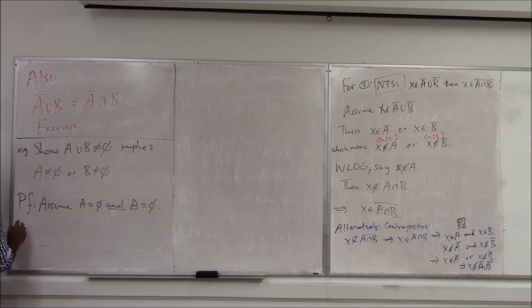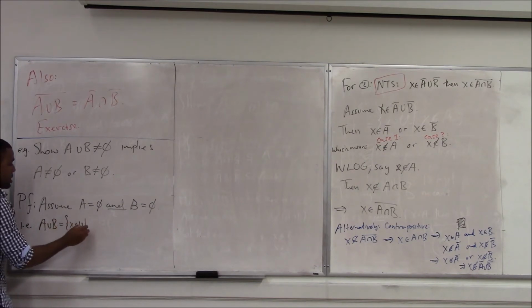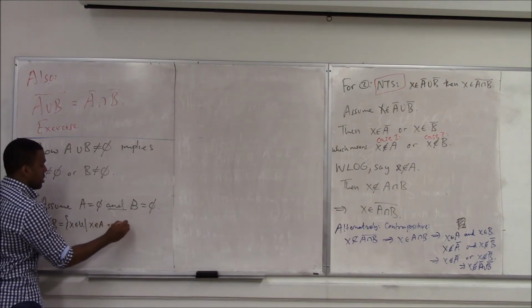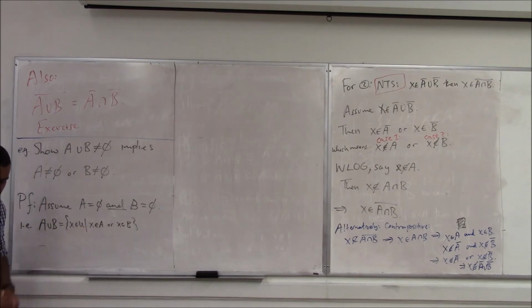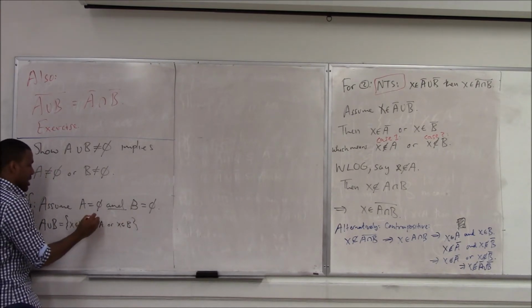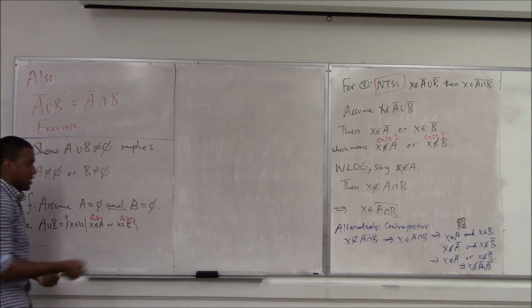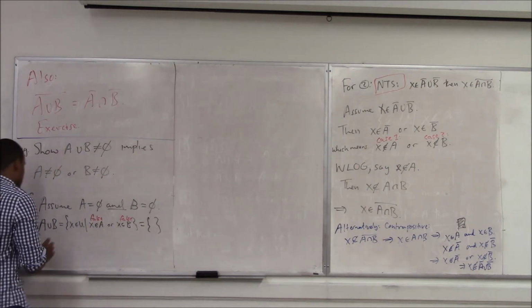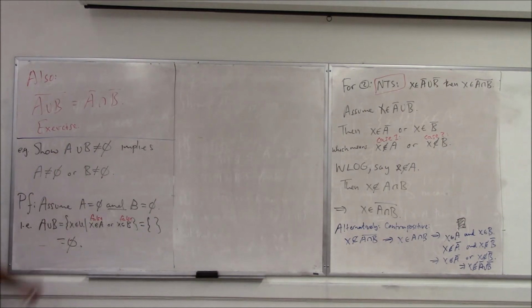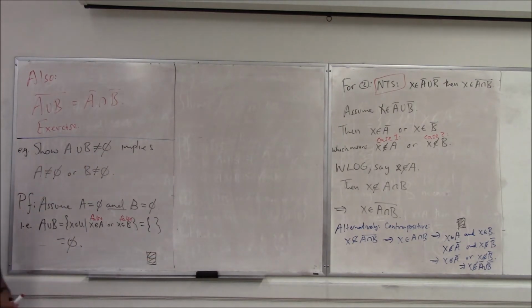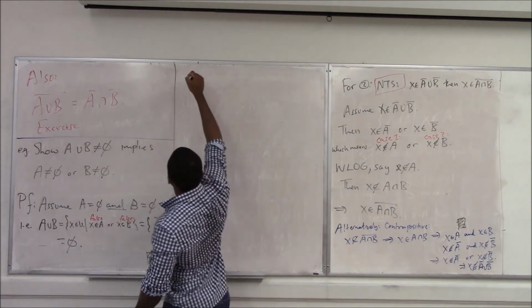Right. So A union B would be what? It's the set of all x in U such that x is in A or x is in B. But I know this is false. There is no x in A. There is no x in B. So what is the set of all x that is in one or the other? There are no such x's. It's the empty set. Almost. Here's another example.